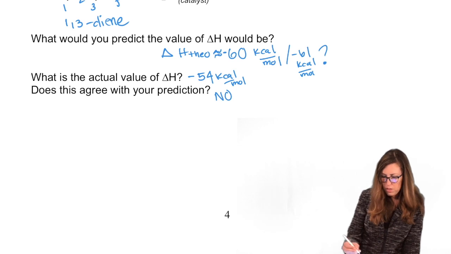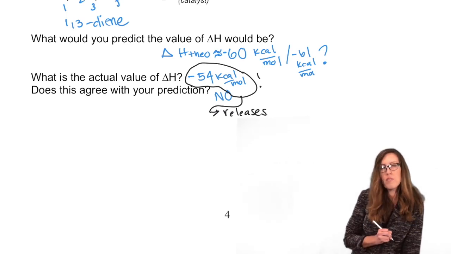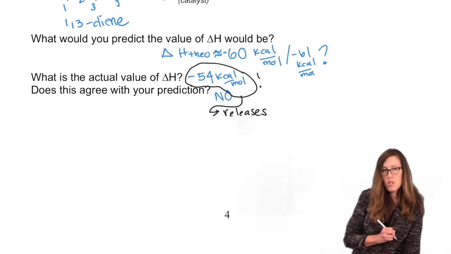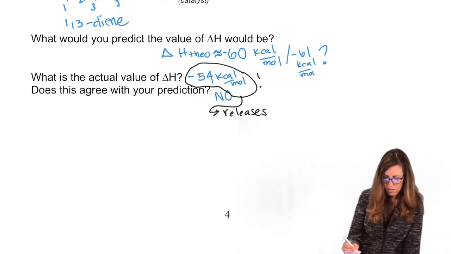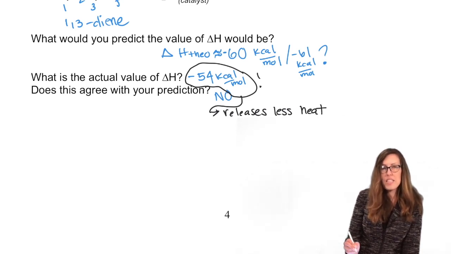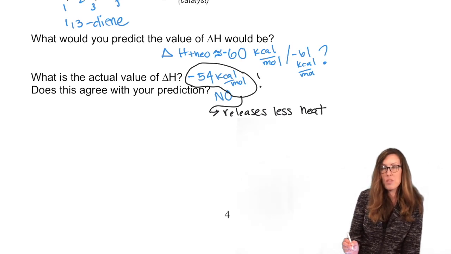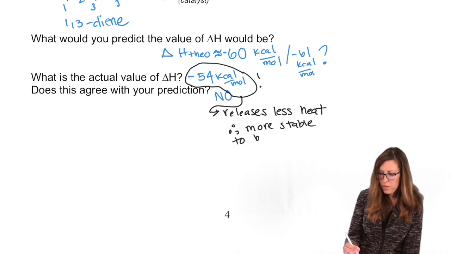How can we interpret this result? So I'll put exclamation here. So how would we describe the heat it's releasing? Negative 54 versus negative 60 kcals per mole. We could say it's releasing less heat. Negative 54 is releasing less heat than negative 60. Okay, what does that mean? That means that to begin with, which one's more stable? The one that releases more heat or the one that releases less heat? Definitely the one that releases less heat. So therefore, more stable to begin with.